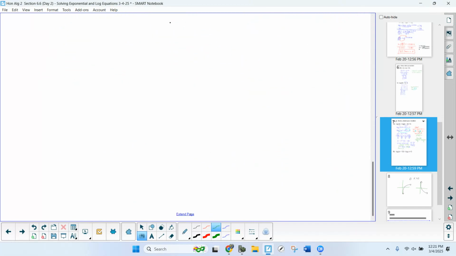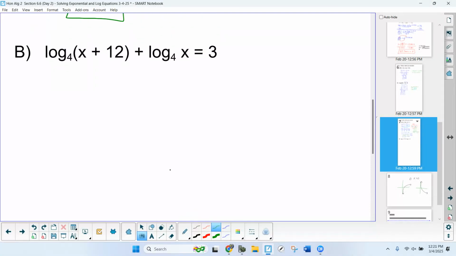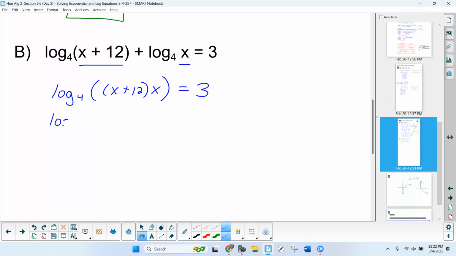All right. Let's try another one. Do you guys want to take the log of both sides? No. Do you want to raise each side to a power? No. What are we going to do, Drew? Condense. What do you do with these when you condense with a plus? Multiply. So you have x plus 12 times x. And now when you multiply, what do you get? X squared plus 12x. So that was the condensing part. Put it together.